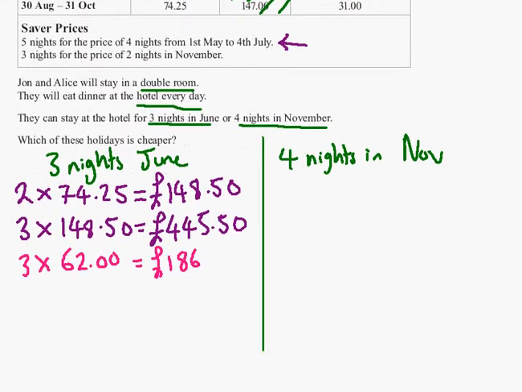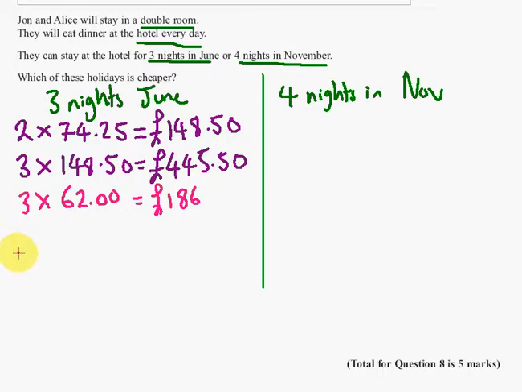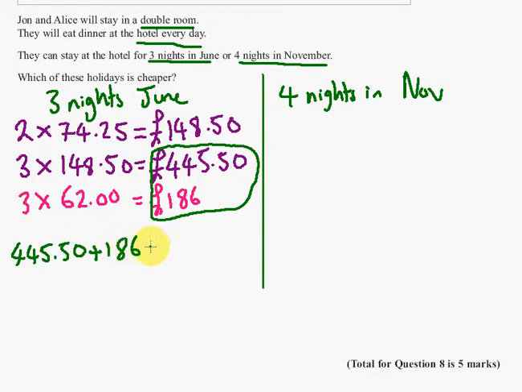So we're going to have to work out how much it's going to cost then for 3 nights. Okay, so we need to add up the price that's going to cost them to stay and also the price of food. Okay, so £445.50, add £186, is a total of £631.50 to stay for 3 nights in June.